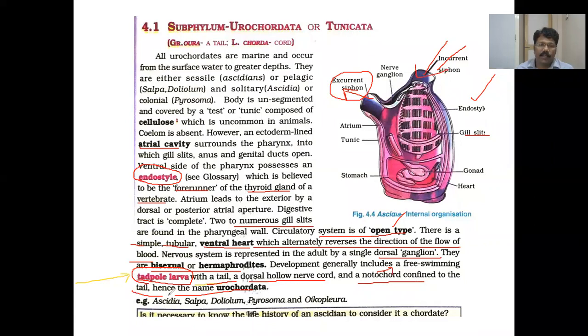And what are the examples? Ascidia. So this is the example of ascidia, and we have discussed about the pyrosoma. Pyrosoma is a colonial form and it shows the bioluminescence. And we have salpa and doliolum as some other representing forms of the urochordates.